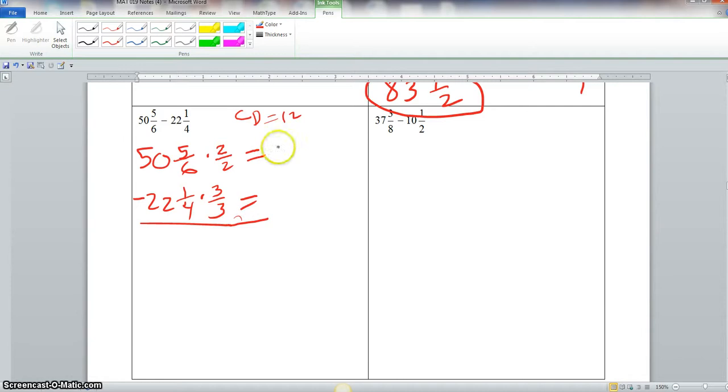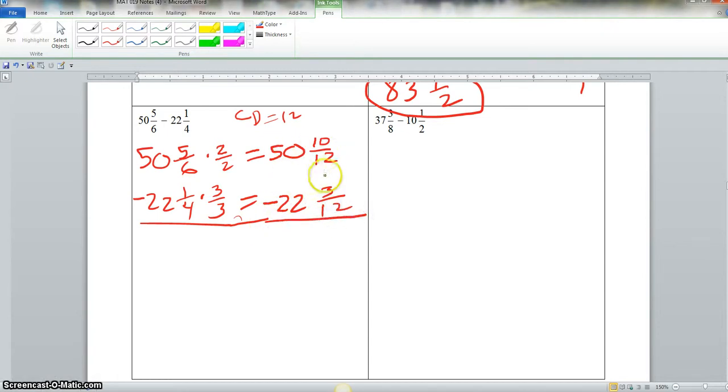So we would carry over our whole number. So it'd be 50 and a minus 22. And we'll multiply our fractions. 5 times 2 is 10. 6 times 2 is 12. 1 times 3 is 3. 4 times 3 is 12.